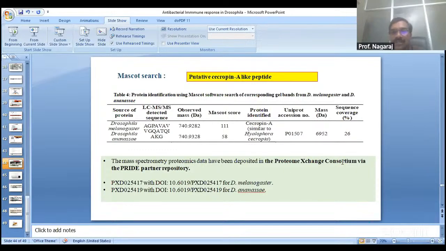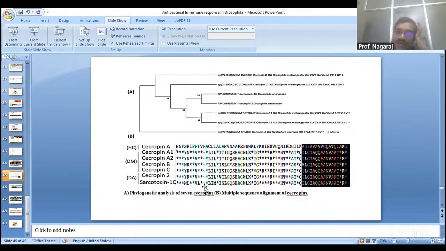The mass spectrometry proteomics data have been deposited to the ProteomeXchange Consortium via the PRIDE partner repository. And this we have deposited in the databases, and each species analysis has been given its own accession number.